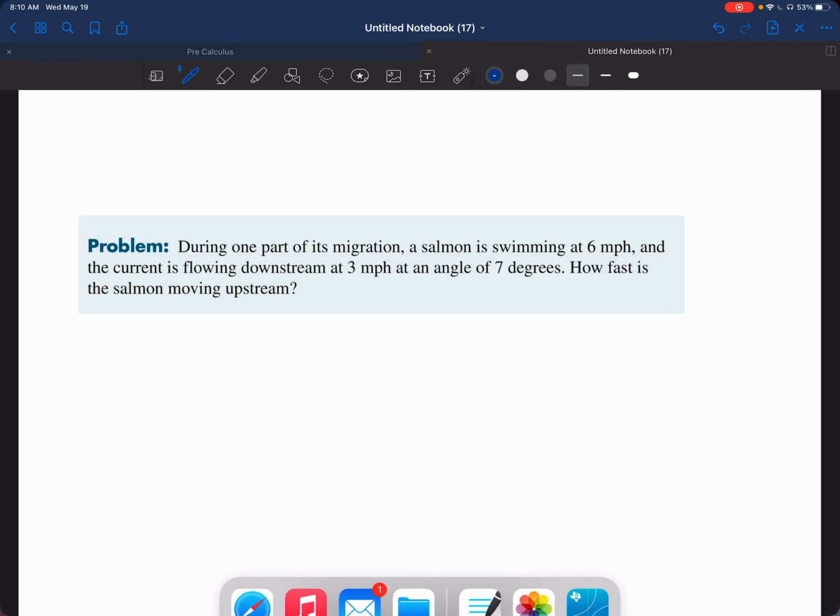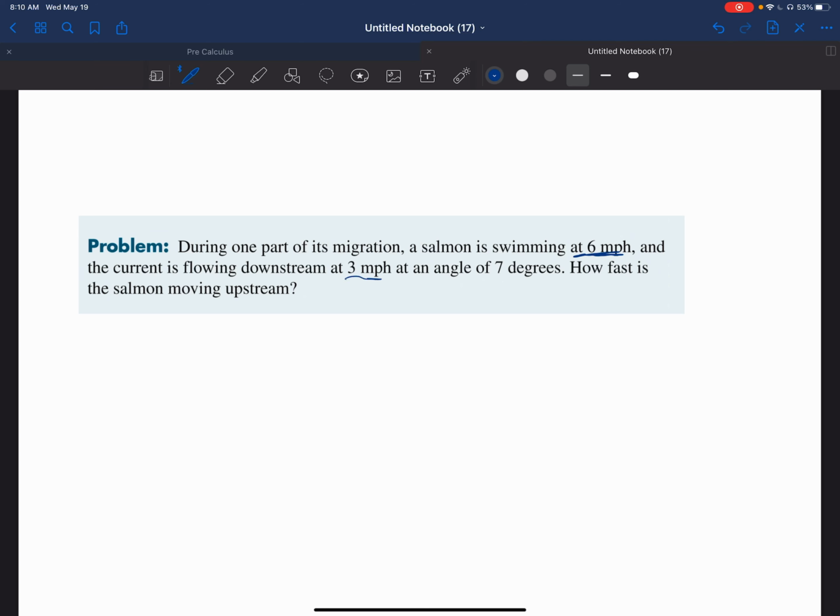I am going to be underlining the 6 miles per hour that the salmon is swimming. I'm going to underline the 3 miles per hour from the stream. And then I'm also going to underline the upstream, meaning it's going up, basically to the north. And then the current that is flowing downstream at an angle of 7 degrees.